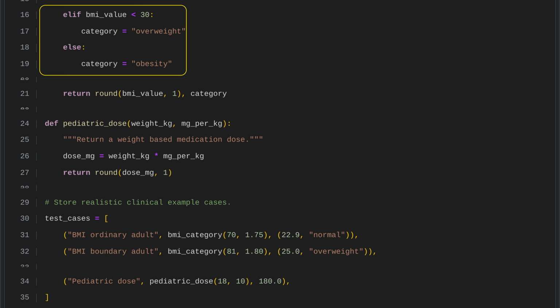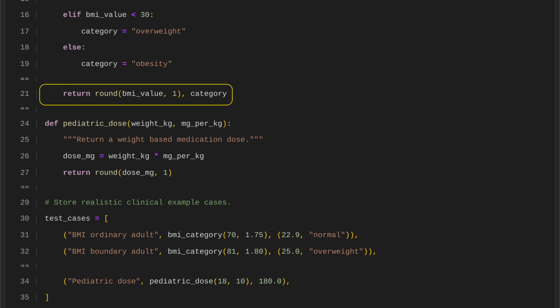This code assigns a BMI category based on the calculated value. A BMI below 30 is classified as overweight, while values that do not match earlier conditions are classified as obesity. This ensures each BMI falls into a defined category for identifying related health risks. This line returns the body mass index rounded to 1 decimal place along with its weight status category. The rounded value makes the result easy to read and compare, while the category gives a quick clinical interpretation such as underweight, normal, overweight, or obesity.